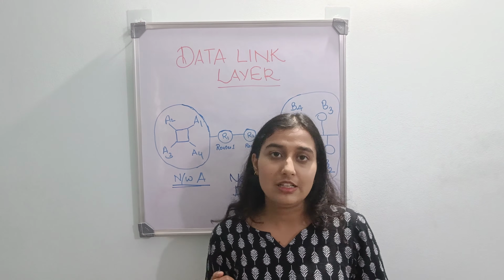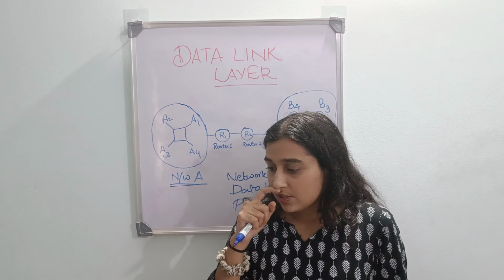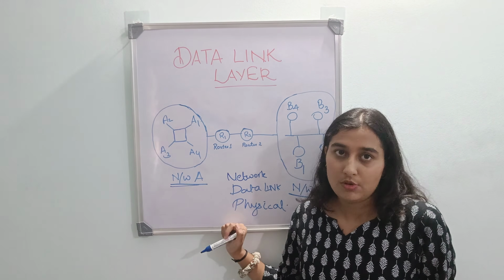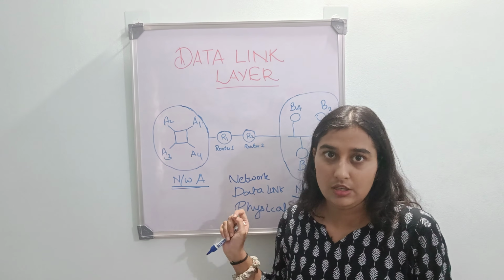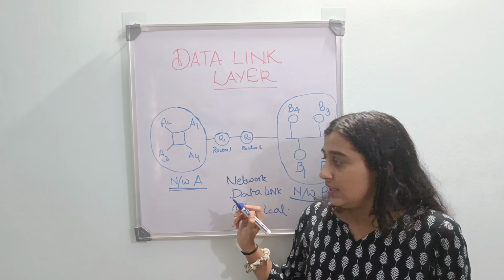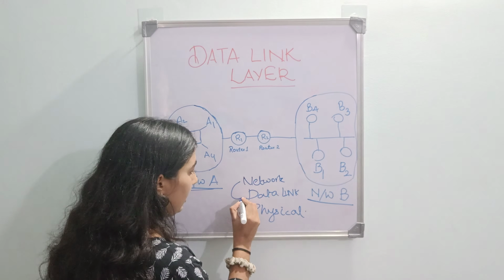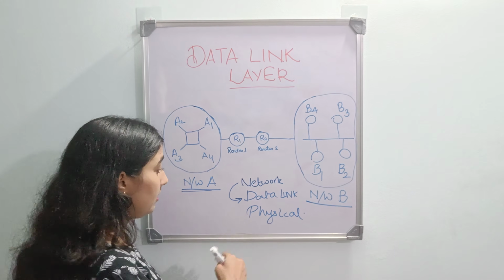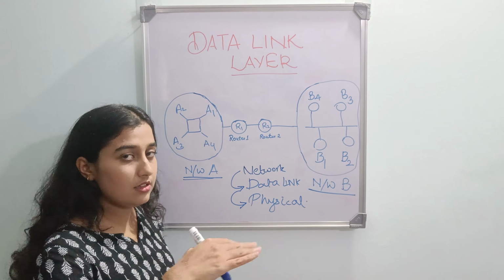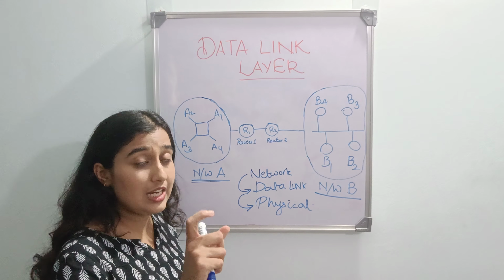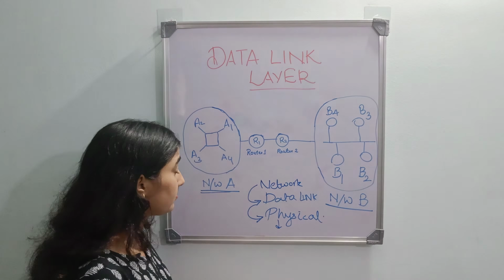So data link layer is one of the layers in the OSI model. It takes some responsibilities of sending data from one destination to another. So data link layer receives its data from network layer and then it sends the data to physical layer, and then the network data is sent to other destinations.